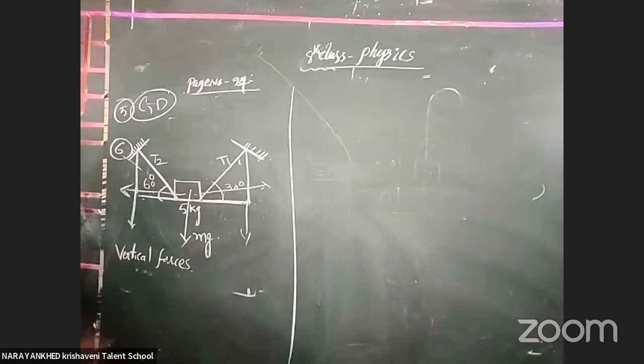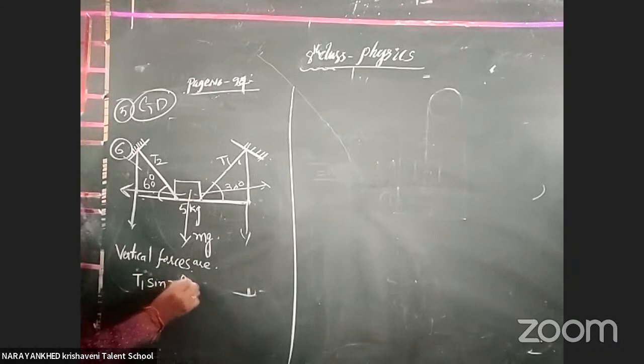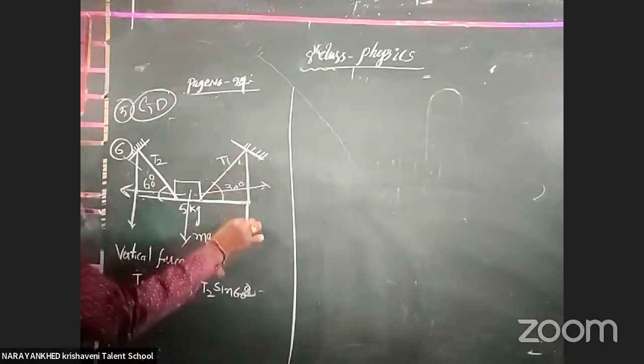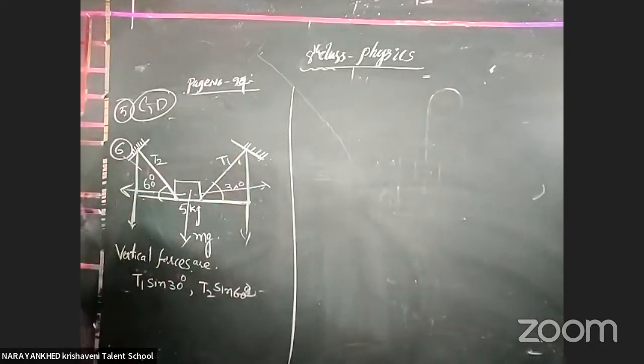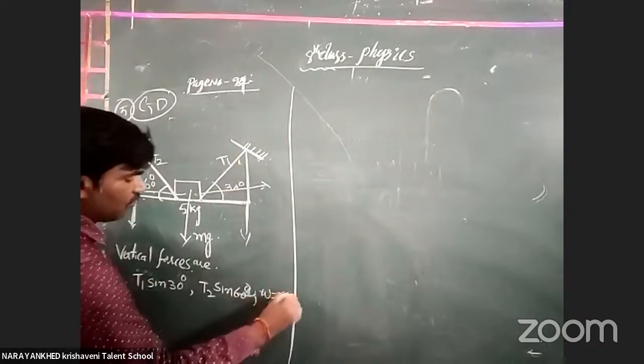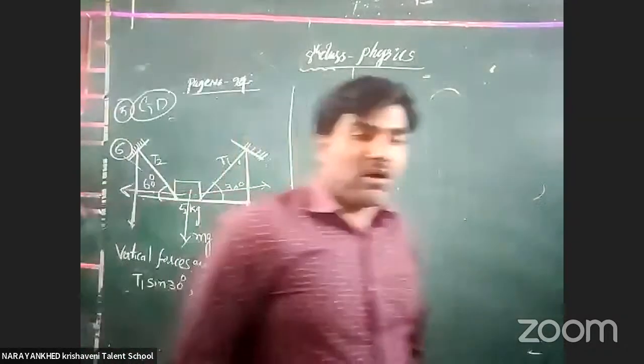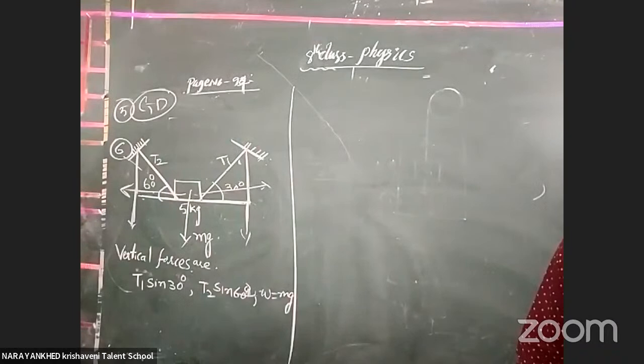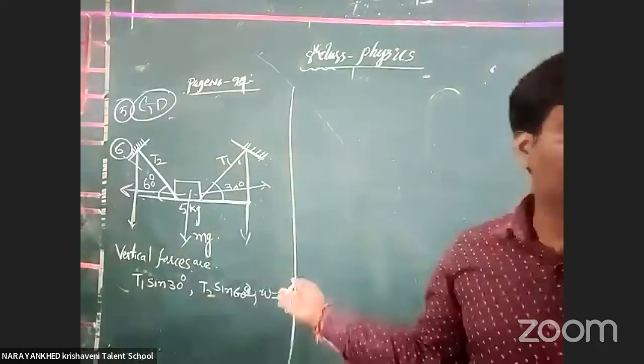What vertical forces are working here? One is T1 sin 30. Another one is T2 sin 60. Got it or no? And another one is weight, W is equal to mg. These three forces are working on it. These three forces resultantly are equal to 0. Or we know very well the tension forces are equal to weight.